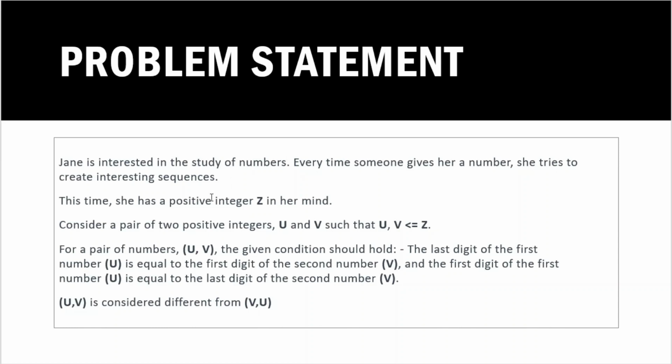Consider a pair of two positive integers u and v such that both are not more than z. For a pair of numbers u, v, the given condition should hold. The last digit of the first number is equal to the first digit of the second number, and the first digit of the first number is equal to the last digit of the second number. We have to note that u, v is considered different from v, u.